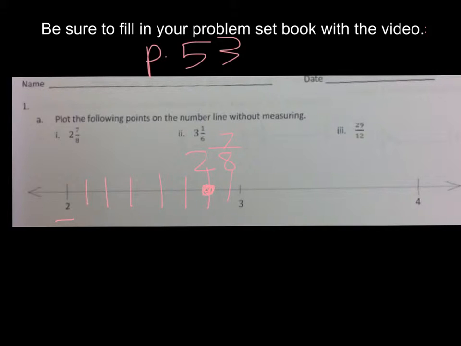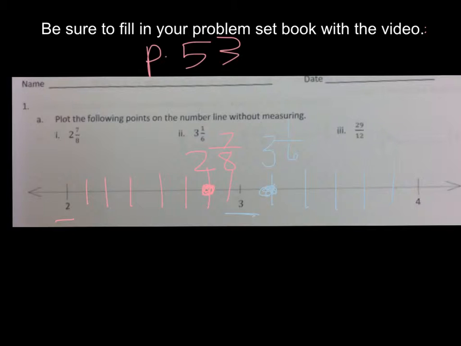The next fraction that we have to plot is 3 and 1/6. So we start at 3, and then we imagine that between 3 and 4, it is broken into 6. Now we need to go to 3 and 1/6. So I go to the first line that I made, and I mark 3 and 1/6.